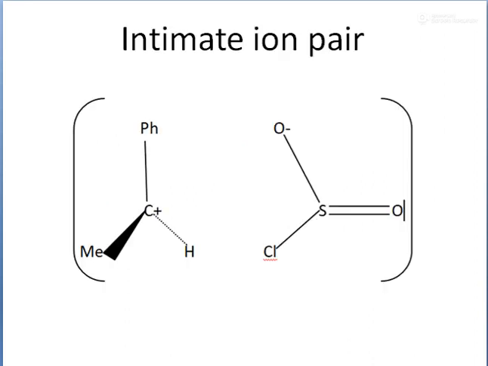This is the intimate ion pair which is formed in the SNi reaction. As we observed, carbon acquires a positive charge and oxygen acquires a negative charge. They are caged together by solvent molecules. Due to this, they are called an intimate ion pair, and they are not separated. They remain close to each other.